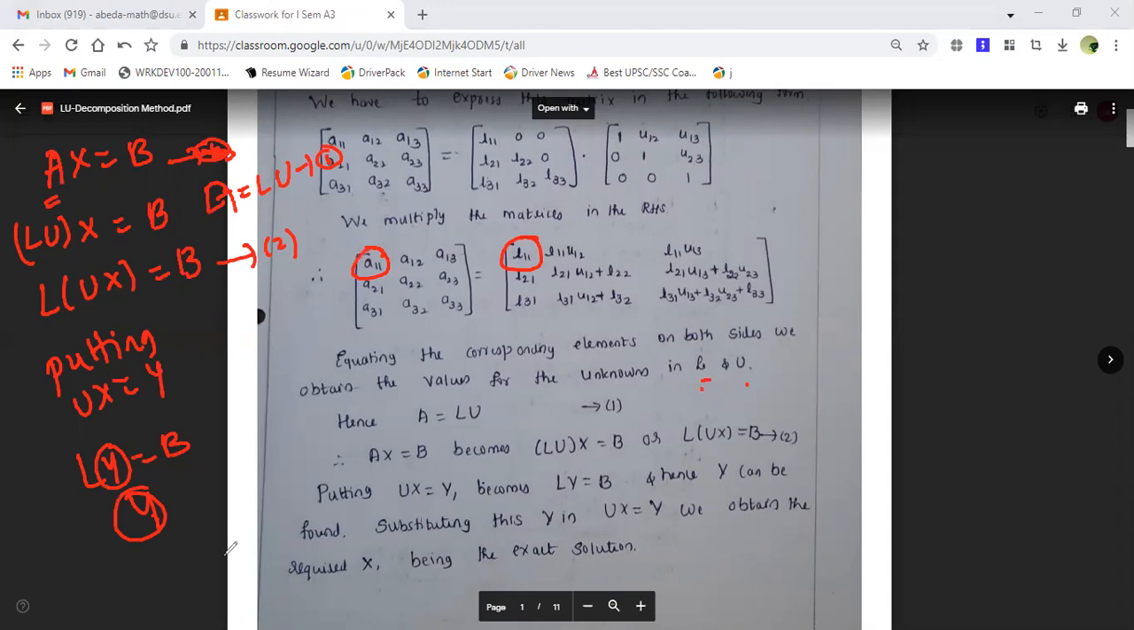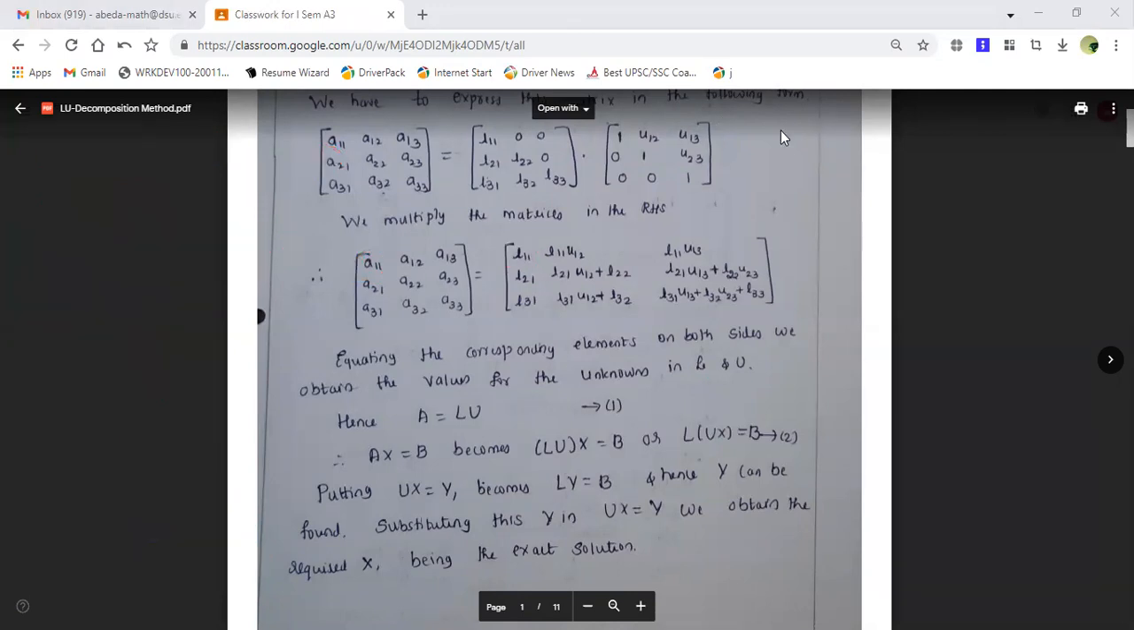So putting y in Ux is equal to y, if you put this value here, you will be getting x, because the upper triangular matrix is known and the y value is known, therefore we can find out the value of x. This is how the procedure will work.